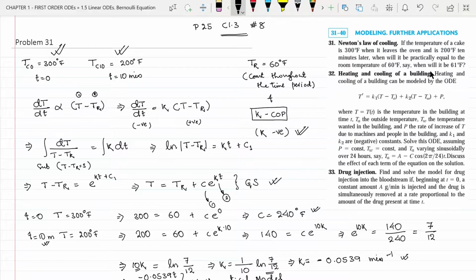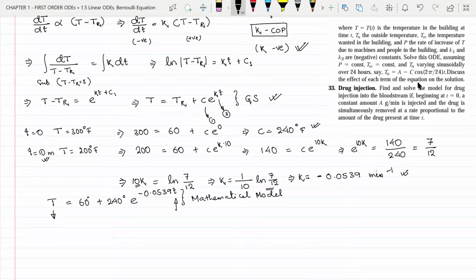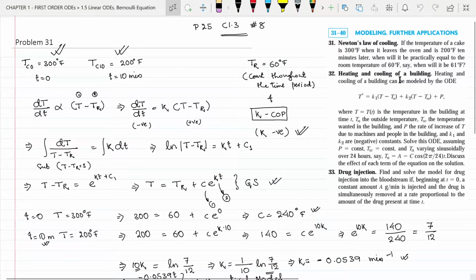Now as per the question, it is asking us at what time the temperature of the cake is approximately equal to the room temperature, that is 61 degrees Fahrenheit. So to know that, we will put T equal to 61 degrees Fahrenheit and evaluate the value of t, small t. Now before proceeding further, let us understand why the question is formed this way. Why it is asking that when will the temperature of the cake be practically equal to 60 degrees Fahrenheit, say 61 degrees Fahrenheit. The reason is, let us assume that after some time t, the temperature of the cake will reach 60 degrees Fahrenheit.